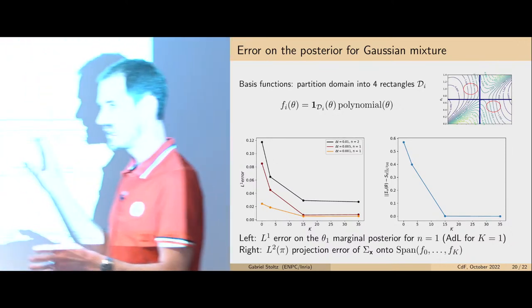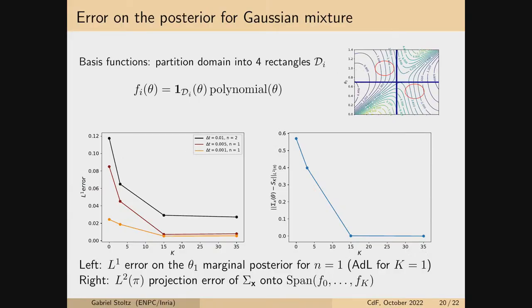This is mostly to illustrate that the error estimates we have are correct, because we are putting in line the projection error, which is decreasing, and here it's going down to zero. And here we have the L1 error, and when the projection error is close to zero, the L1 error is also very small, and you only have the time step bias left.